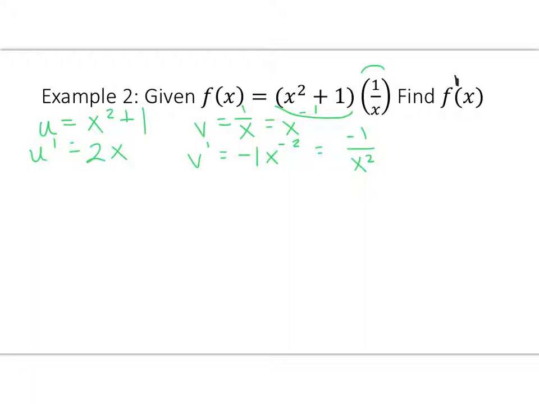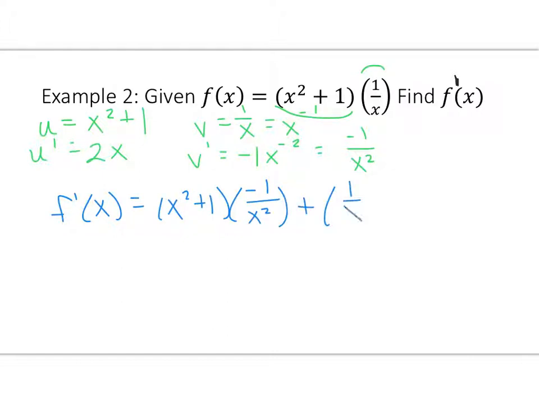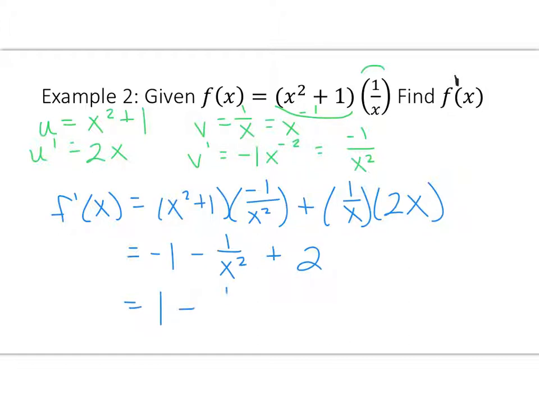So now to get my derivative, I can say f prime of x is equal to the first, x squared plus 1, times the derivative of the second, negative 1 over x squared, plus the second, 1 over x, times the derivative of the first, 2x. So if I distribute, I end up with negative 1 minus 1 over x squared plus 2. So this is 1 minus 1 over x squared is my derivative.